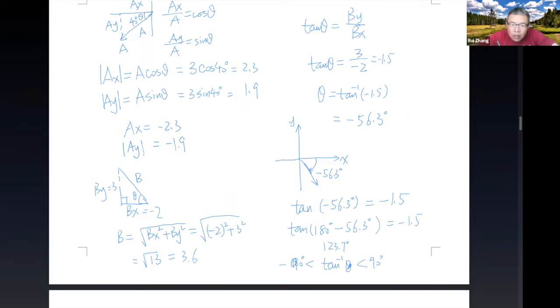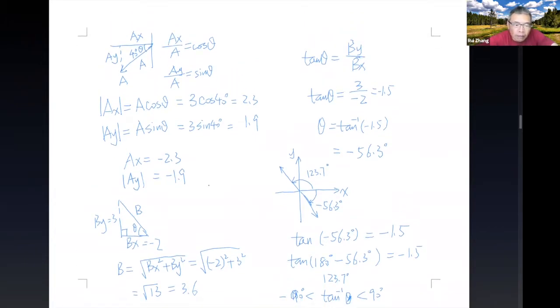So it's the opposite direction here. This one here is that one, 123.7. Now, how do you know which value you should choose? Well, again, it depends on the components you're given. The components you're given right now are negative 2 and 3.